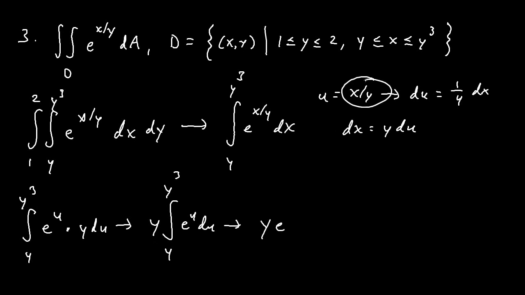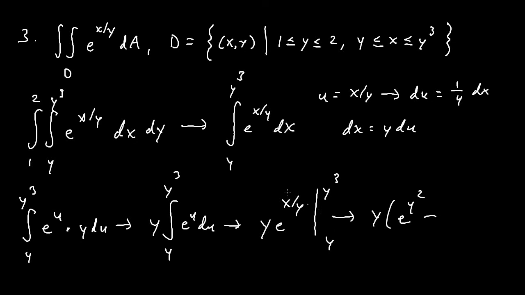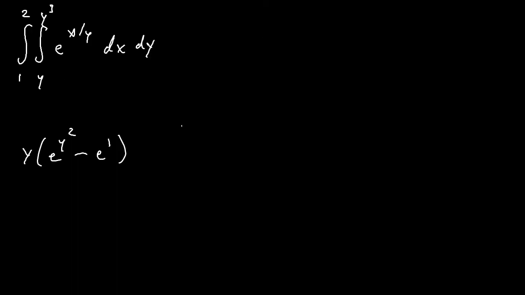So the integral is just going to be y times e to the u. I can go ahead and substitute x over y for u back in. And so now let's evaluate from the x bounds of y to y cubed. Remember, we're going to plug this in for x. So I plug in y cubed for x, we'll get y times e to the y cubed over y. Now y cubed over y is just y squared, minus when I plug in y for x, we'll get e to the y over y, which is e to the first. So that's just e.